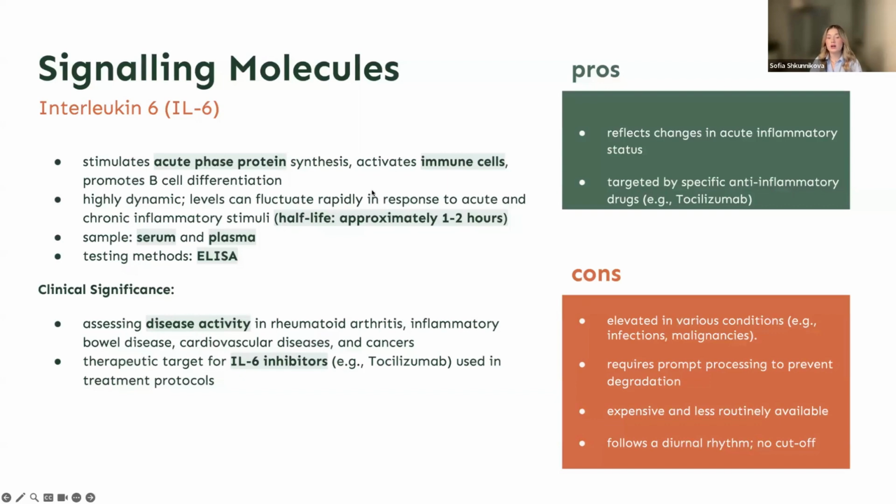The pros are that it reflects acute inflammatory status, and it is targeted by specific anti-inflammatory drugs. But the cons are, again, very, very similar to interleukin-1. It unfortunately is less routinely available, and the assay is quite expensive, and it needs to be processed promptly.